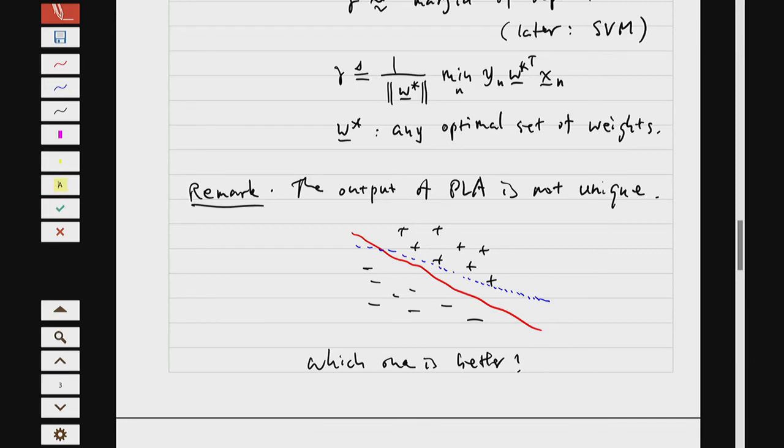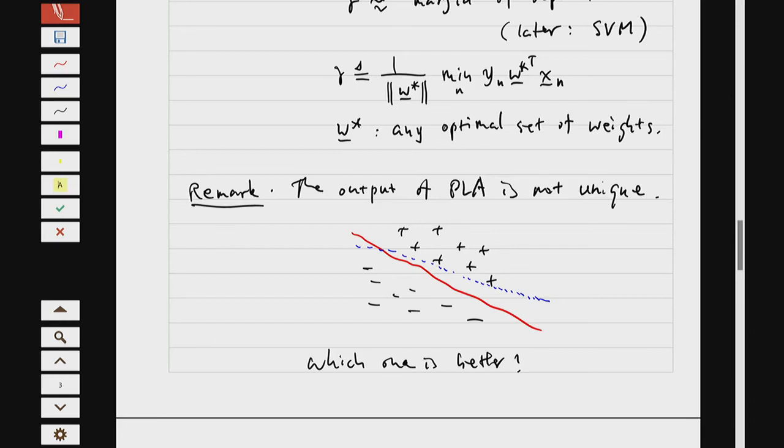So it turns out that it really depends on what you mean by better. If you only care about your training error, so E_in, then both lines will give you 0 E_in, right? Both of them give you training error 0. So both of them are as good. Any one of the solutions will be as good as the other.